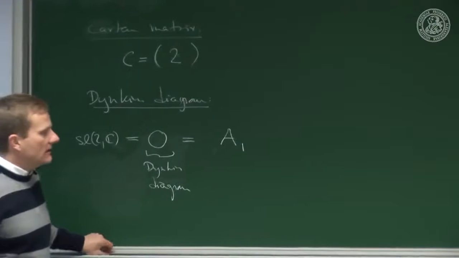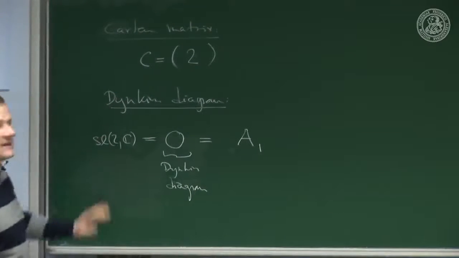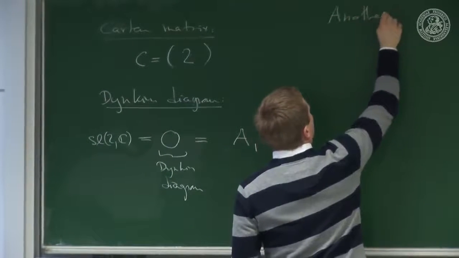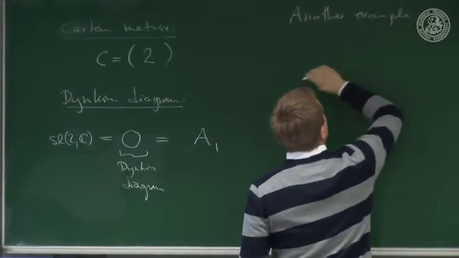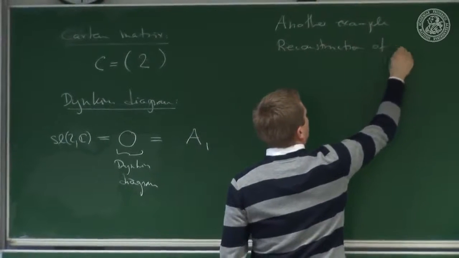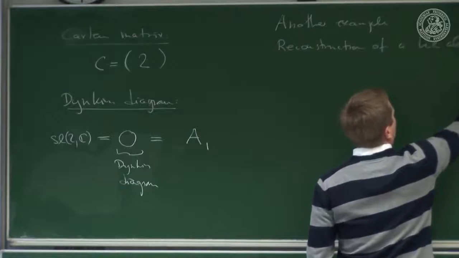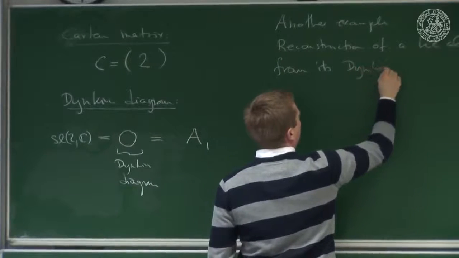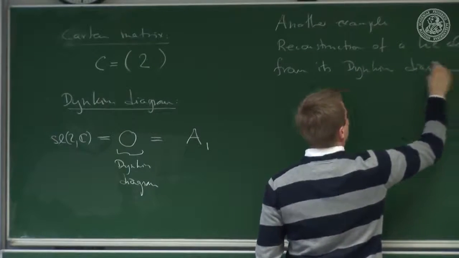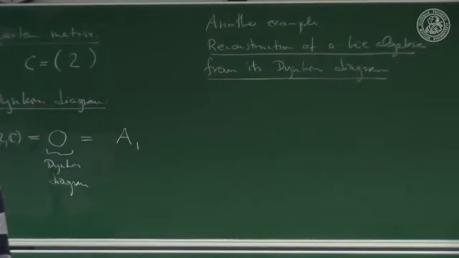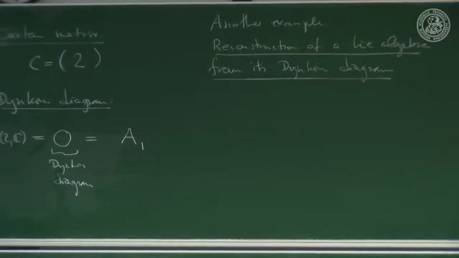Okay, so the example of SL2C is finished, but I would like to give you another example, and that is the reconstruction of a Lie algebra from its Dynkin diagram. So far we came from the group, we went down to the algebra and then to the Dynkin diagram. Now we go the opposite way, at least from Dynkin diagram to the Lie algebra.